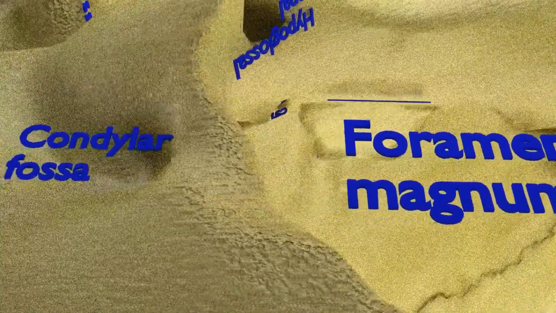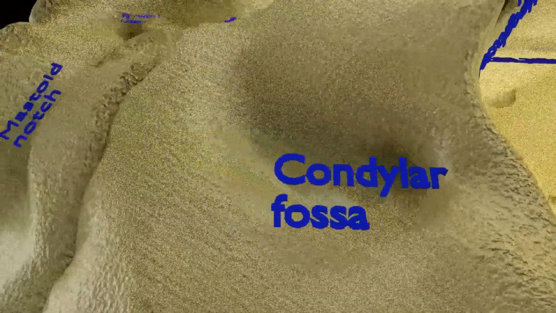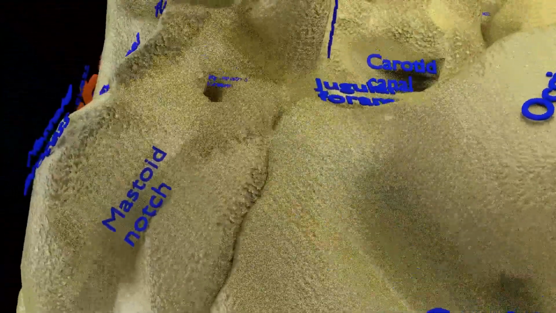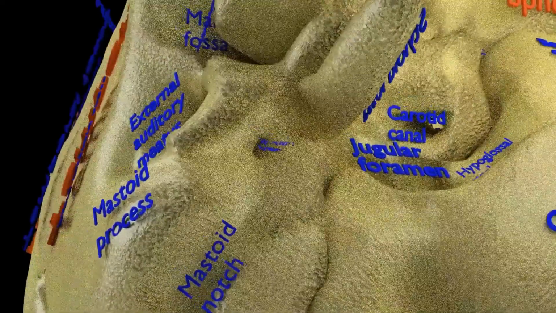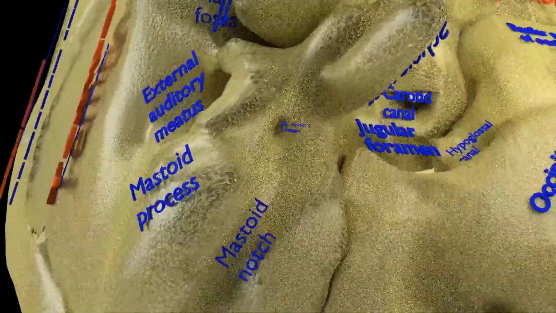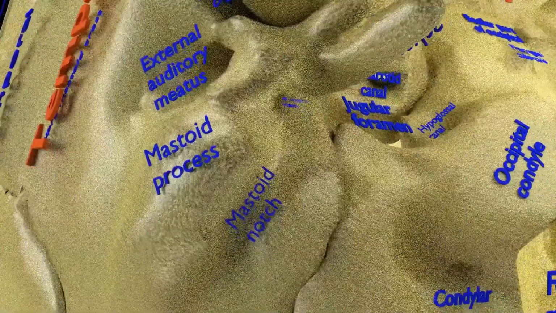Behind either condyle of the occipital bone, you can appreciate the condylar fossa, which receives the posterior margin of the superior facet of the atlas when the head is bent backward.